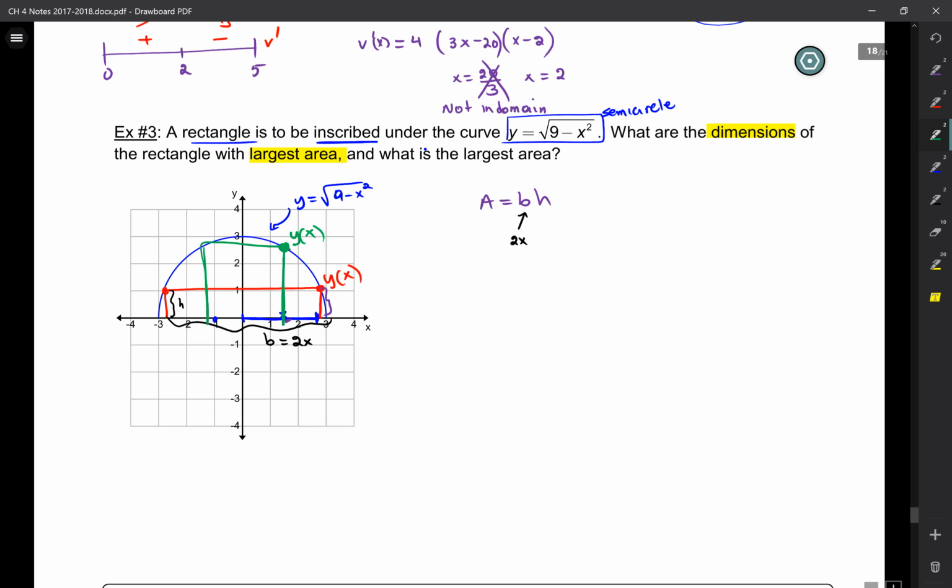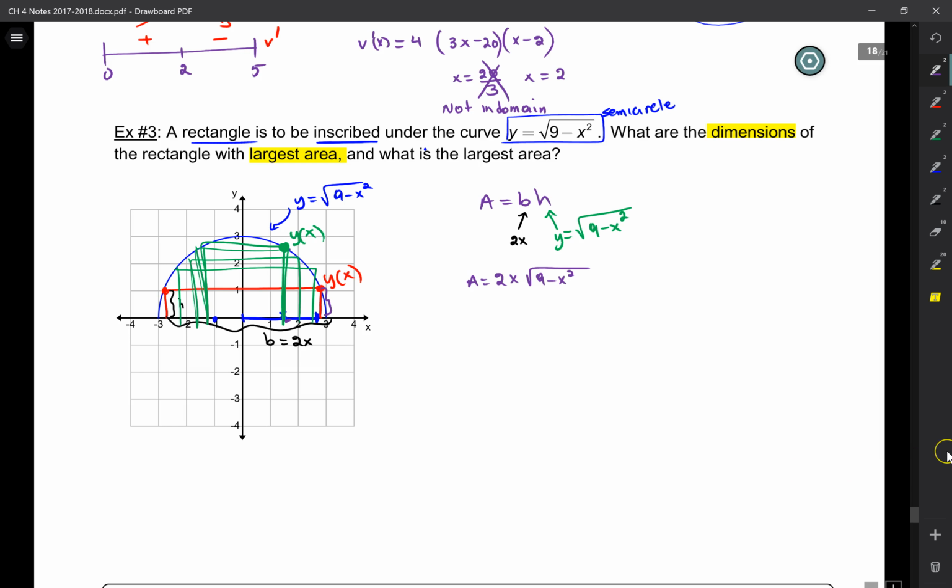So that means if the base is 2x, the height is y equals the square root of 9 minus x squared. And that's what we're going to get every time you've got a rectangle inscribed in another shape. Now, I'll take questions here. Any questions? For the area, we can finally say now that the area is 2x times the square root of 9 minus x squared.